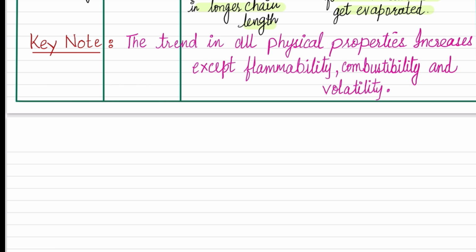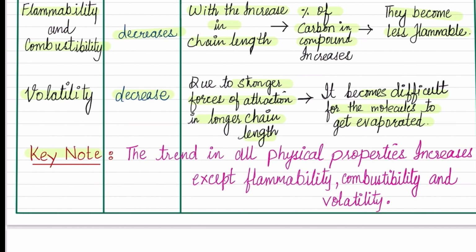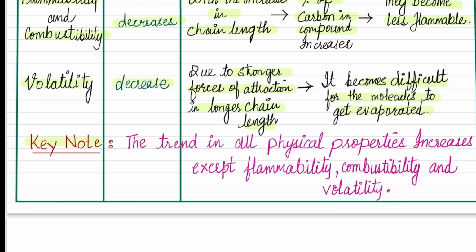Now, note down the key point here, that the trend in all the physical properties like melting point, boiling point, viscosity, and density, they all increase with the increase in the number of carbon atoms. But flammability, combustibility, and volatility, their trend is decreased with the increase in the number of carbon atoms. So this is all about the physical properties of alkanes.